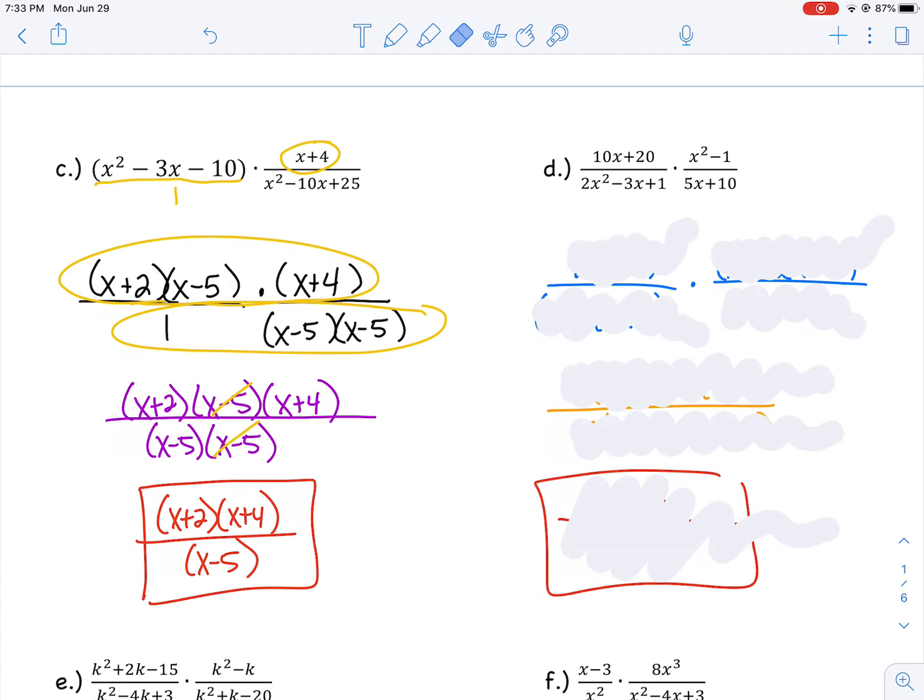All right, try the same thing with D. See if you can factor all of your pieces, put your numerators together, put your denominators together, and see if you can reduce with a common factor. All right, here we go.